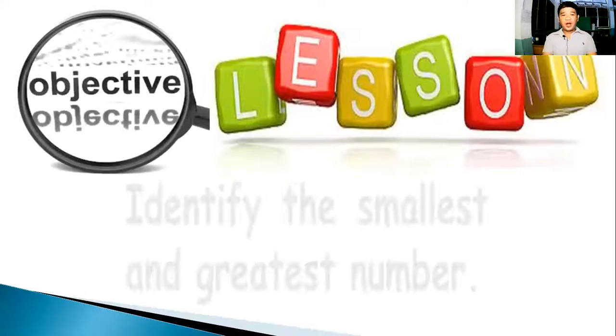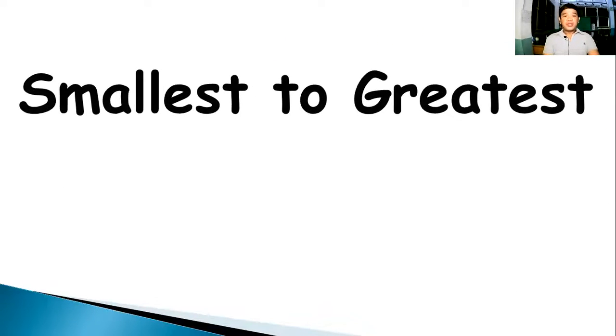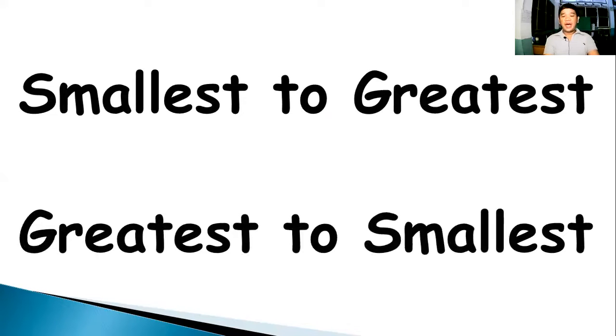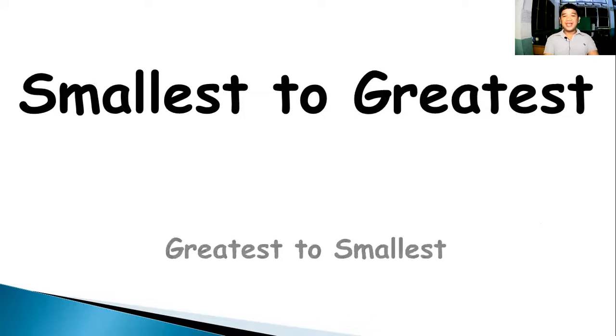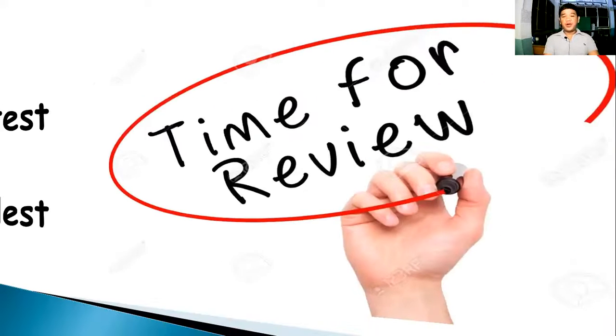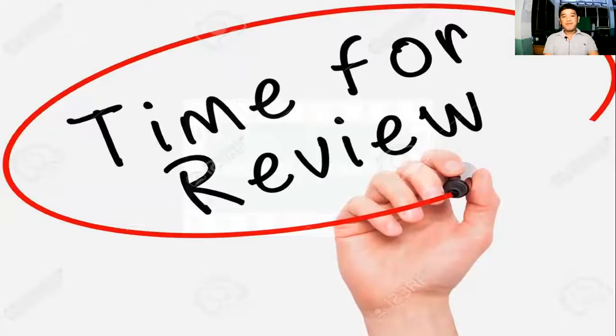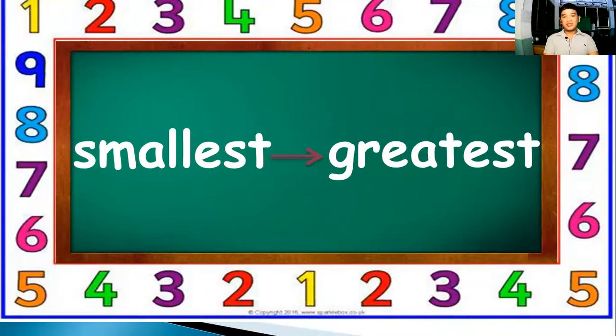So that is my objective for today for our lesson, to identify the smallest and the greatest number. But before that, we will first have a review, okay? So later on, you will be able to know from smallest to greatest and then greatest to smallest number. Okay, let's have a review first. The last meeting, you were able to learn how to go from the smallest to greatest.